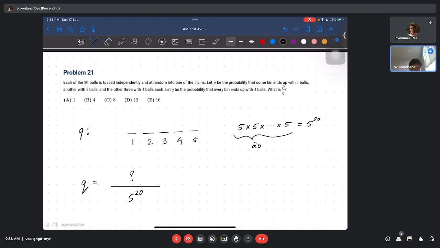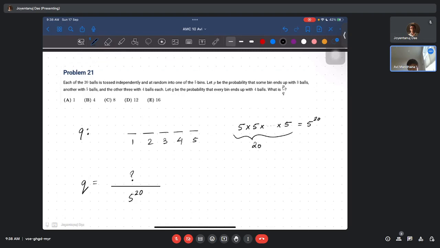So wouldn't that be 5 to the power 5 times 4 to the power 5? No, why are you thinking like that? Tell me. Because if you throw, let's say, there's always going to be a 1 in 5.